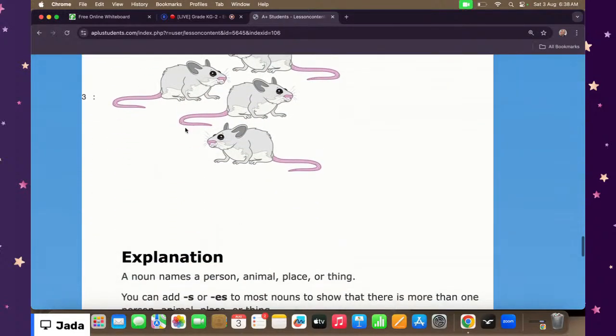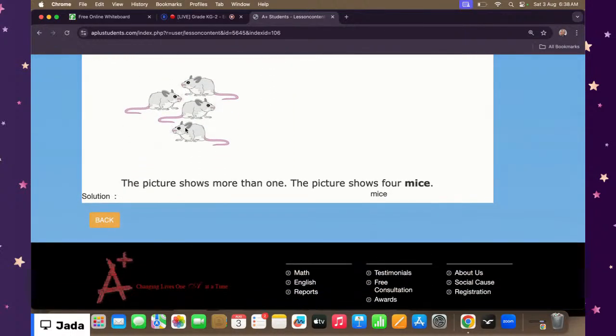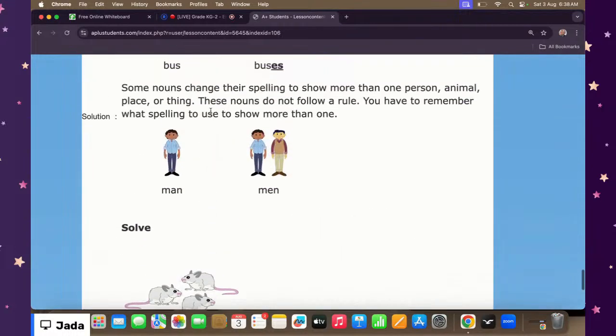And what is this? Mice. These are mice. Now this, it's four mice here. If it's one, it's mouse. And if it's more than one, mice. That's why we have this mice here. If it's just one, it is mouse. And if it's more than one, mice. Just like what we have here.